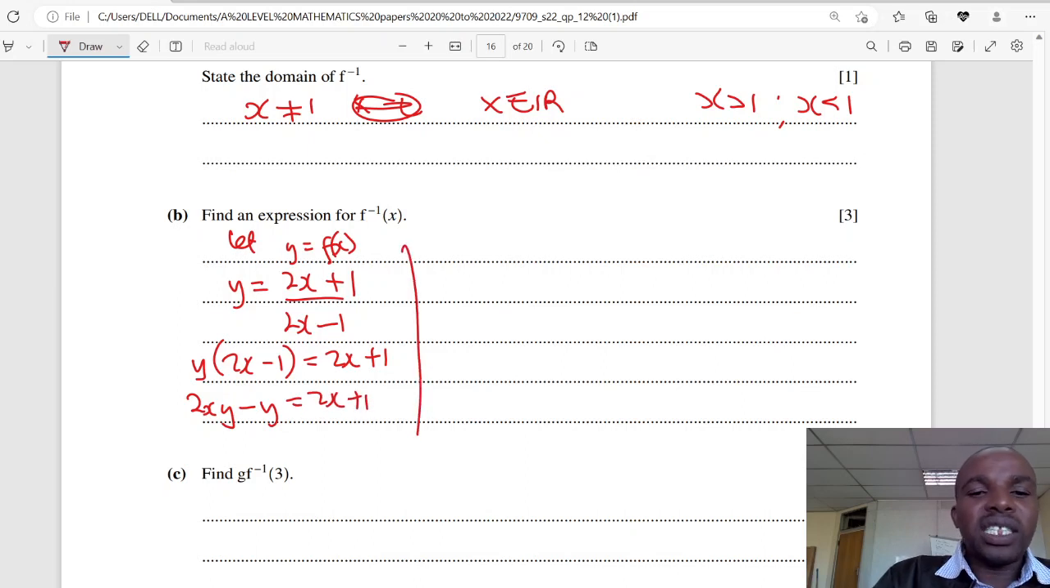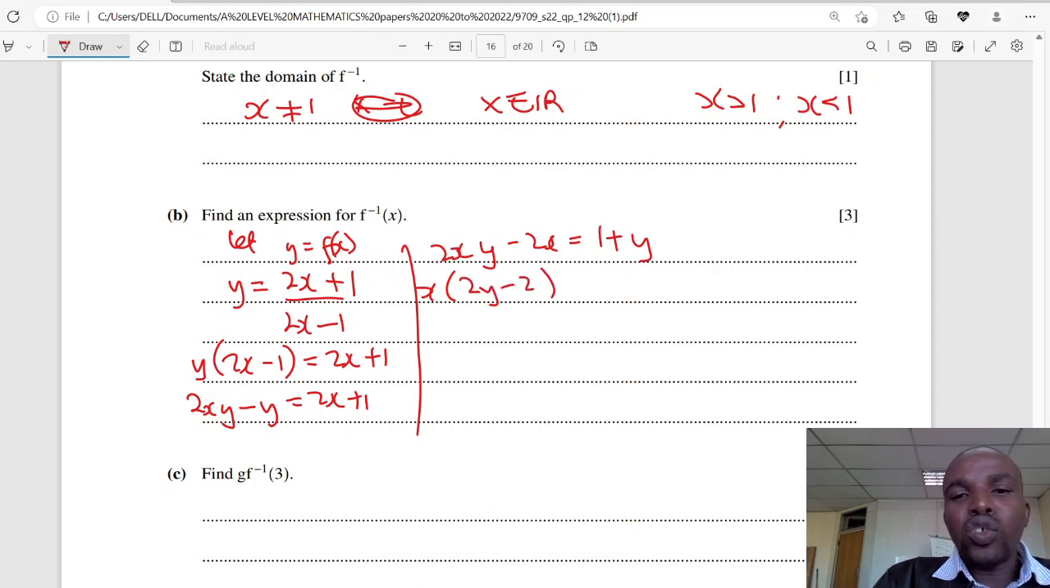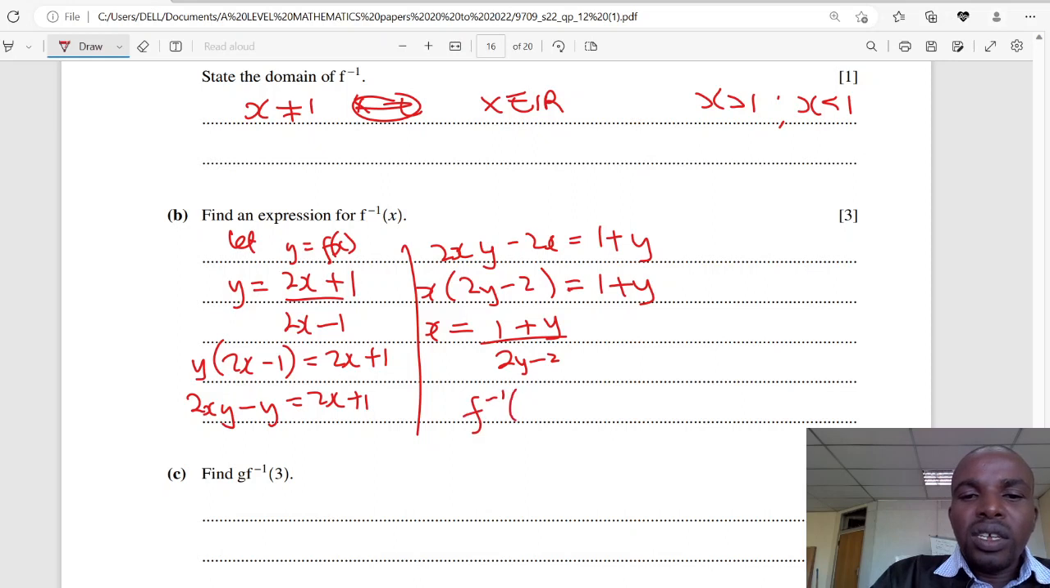Then collect terms in x. So it will be 2xy minus 2x equals 1 plus y. Then factor out x. It will be x times (2y minus 2) equals y plus 1. Then make x the subject, divide by 2y minus 2 on both sides. So it will be (1 plus y) over (2y minus 2). Then your inverse will be, just replace y with x. So it's (1 plus x) over (2x minus 2). This will be the inverse.